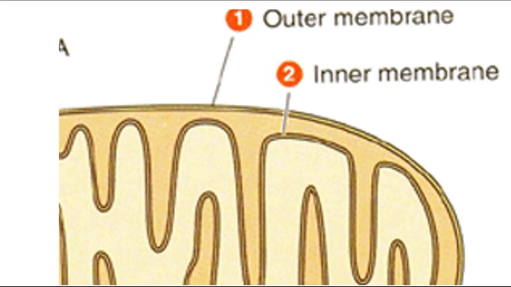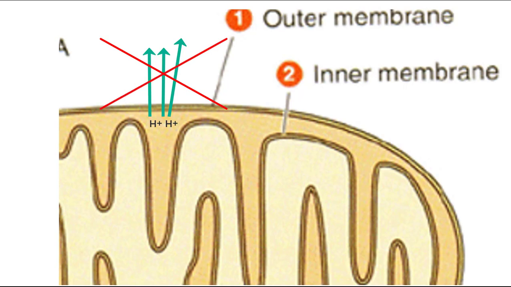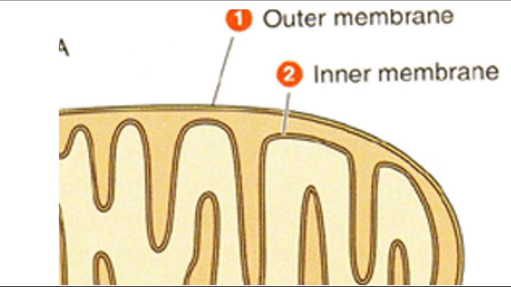The double membrane of the mitochondria still allows selective molecular transport into and from the mitochondria. The outer membrane is freely permeable to many small molecules and ions, and a transport system allows the inward movement of protons but prevents proton movement from the intermembrane space to the cytosol.